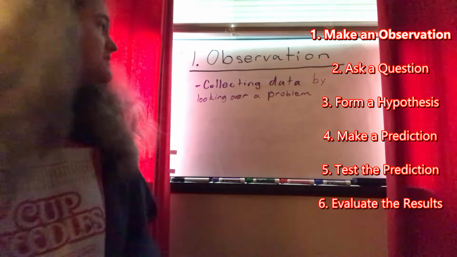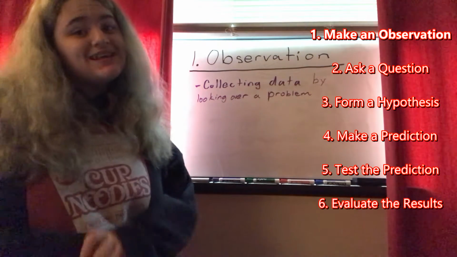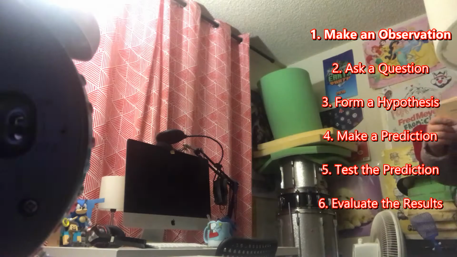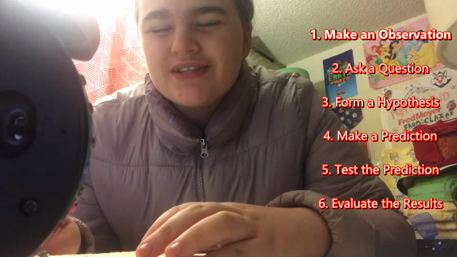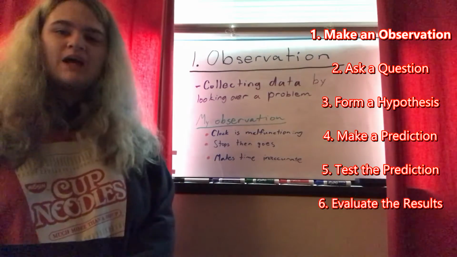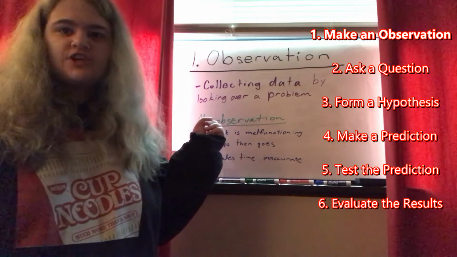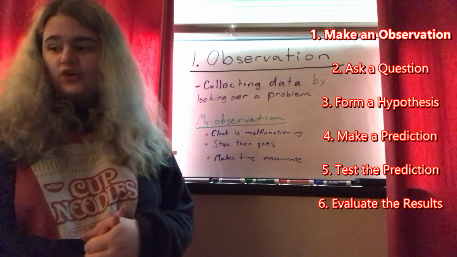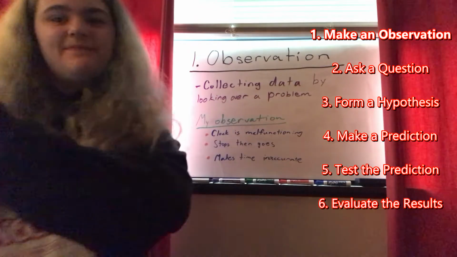The first step is to make an observation, which of course is as easy as it sounds. Just look at it. Claire, look, it stopped! Wait, now it's going again? How long has it stopped? I don't know, maybe 5 minutes? Oh dear. My observation: the clock is malfunctioning. It stops for a while and then continues, which makes the time inaccurate. So we can cross that out.